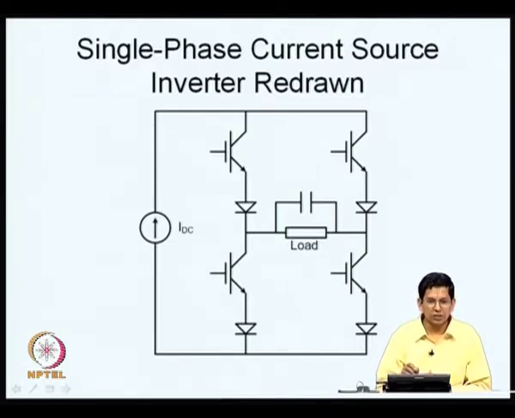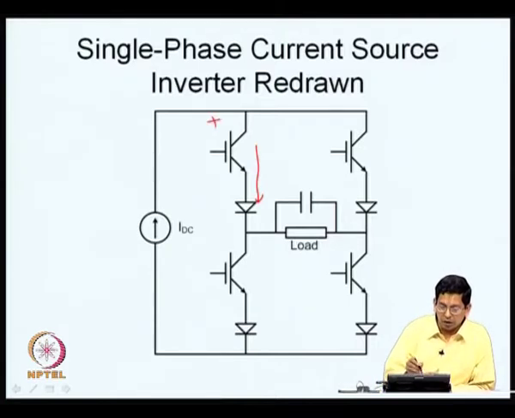Apart from these differences, as far as the switches are concerned, earlier you had a switch which is capable of conducting in both directions. Now, you have a switch which is capable of conducting in only one direction. Earlier, in a voltage source inverter, you had a switch which needs to block a voltage of only a particular polarity.